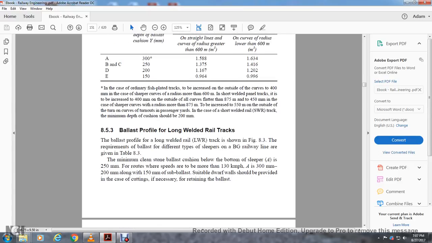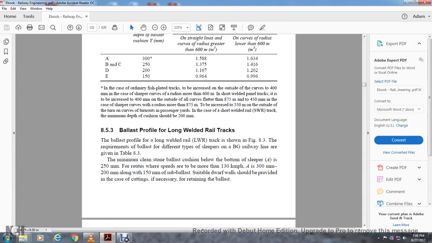8.5 Ballast profile along welded railway track. The ballast profile for a long welded rail track is shown in Figure 8.3, with the requirements of ballast for the different types of sleepers on broad gauge railway lines given in Table 8.3. The minimum clean stone ballast below the bottom of the sleeper is 250 millimeters for routes with speed not more than 130 kilometers an hour, 300 millimeters, 200 millimeters, along with a 150 millimeter sub ballast.